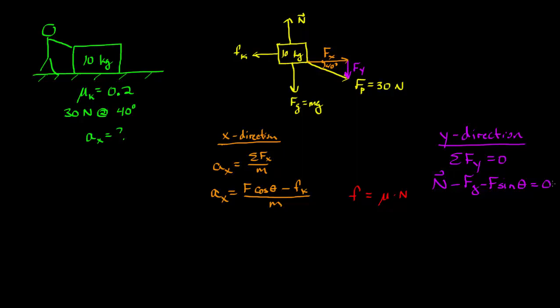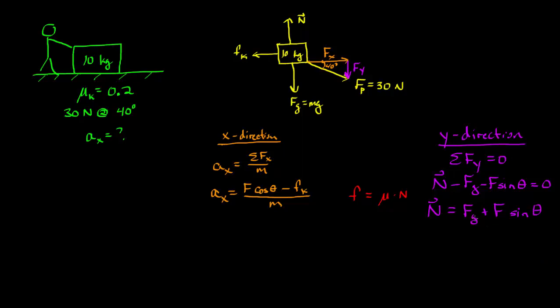is equal to 0. So notice in this case, my normal is not going to be equal to my force of gravity. So you got to be careful with that. And it kind of makes sense. If you're pushing down on the box, you're kind of pushing it into the floor. So the floor is going to push back harder. So the normal is bigger than as if this thing were sitting at rest. So solving this, we can get the normal is going to be equal to the force of gravity plus F sine theta.